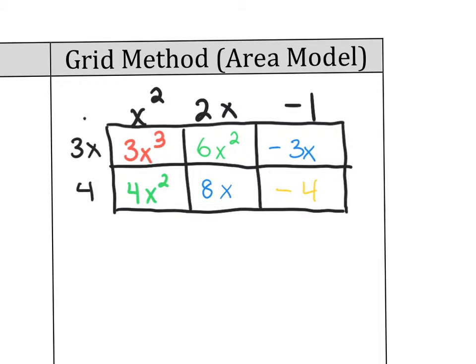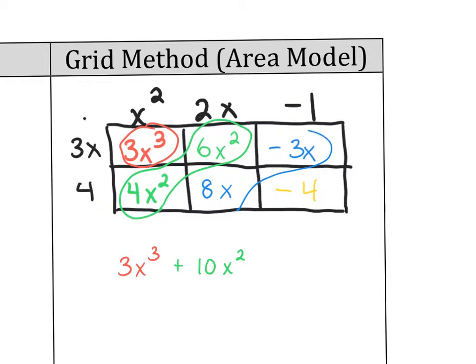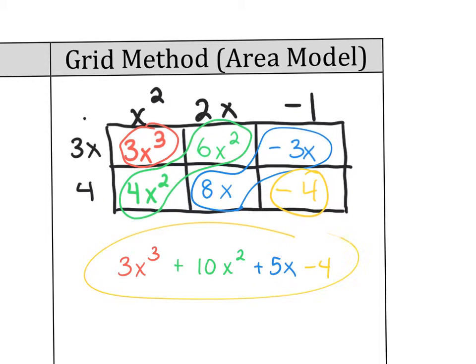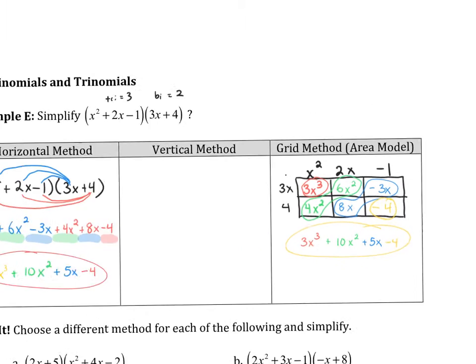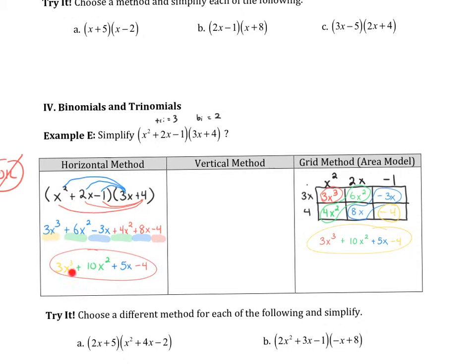As a reminder, we're just looking for like terms. 3x cubed has no like terms. My quadratic terms here, the 4x squared and the 6x squared, combine to be 10x squared. My linear terms here combine to be positive 5x, and my constant stays as is. We're going to compare that with the previous answer, and we notice, perfect, we get exactly the same thing.